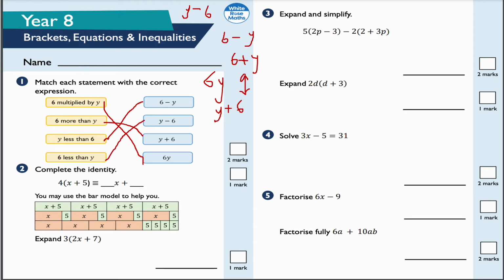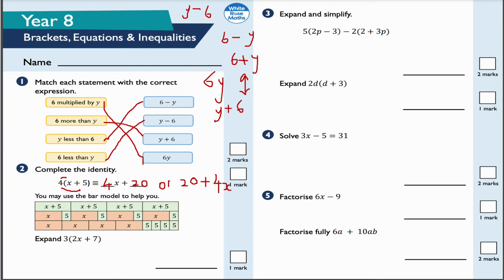This is question number 2, guys. Complete the identity. 4 lots of x plus 5 is equivalent to... Well, 4 times x, we should know, is 4x. And 4 times positive 5 is a positive 20. So the answer is 4x plus 20, or examiners will also allow 20 plus 4x. So either one of those is also correct. I'm putting both conventions because sometimes a question might be worded or presented in a way where it doesn't always look immediately obvious what to do. So that's why I'm trying to put different conventions.